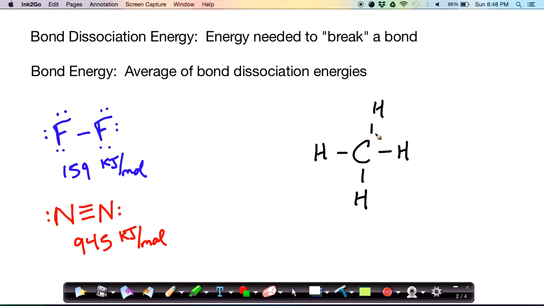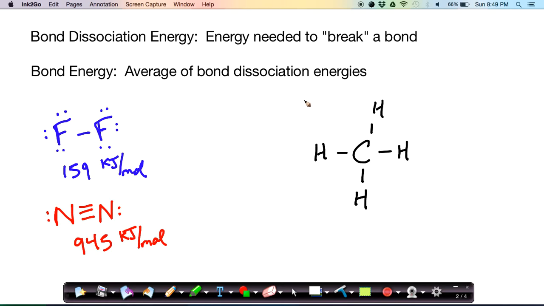And this is going to be due to a variety of factors, mainly the differing electrostatic attraction and repulsion as we remove atoms from the molecule. But the point is that each one is going to require a slightly different amount of bond dissociation energy. So when we define the bond energy for this CH bond in methane, it would be the average of each of those 4 bond dissociation energies.